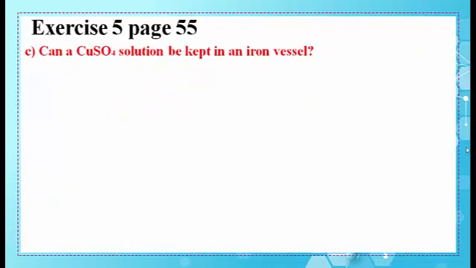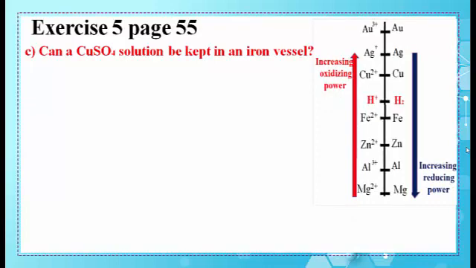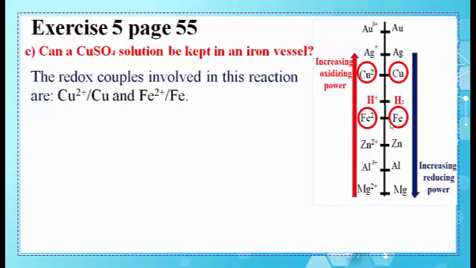Now part C of this question says, can a copper(II) sulfate CuSO4 solution be kept in an iron vessel? Let's look at this axis of electrochemical classification. What are the redox couples involved in this reaction? Since we have CuSO4 solution, the first redox couple is Cu2+/Cu. And since we have an iron vessel, the second redox couple is Fe2+/Fe. Then the redox couples involved in this reaction are Cu2+/Cu and Fe2+/Fe.